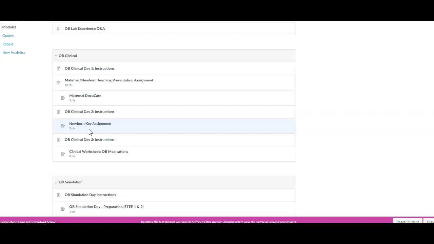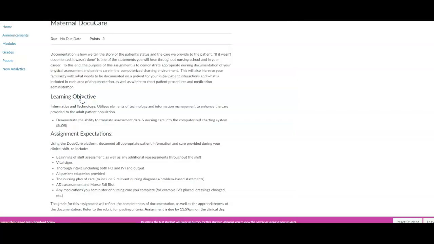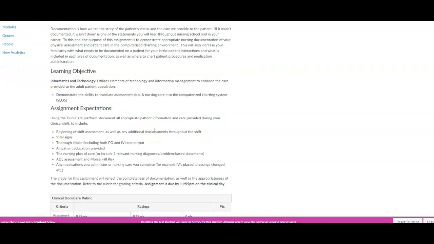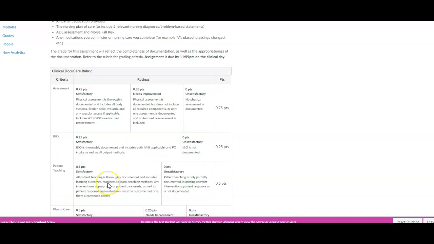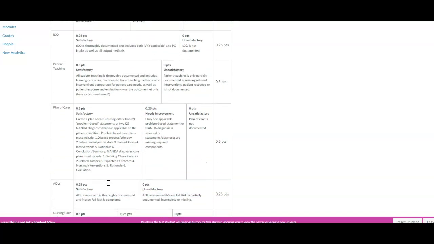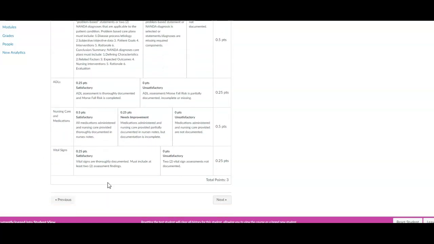So again, you will choose to do either clinical day 1 maternal DocuCare or clinical day 2 newborn key assignment on your first day based on your assignment. Okay, so let's talk about your maternal DocuCare. This is graded in DocuCare, but we do bring over the information on the rubric. All of this expectation of documentation is also listed in your DocuCare assignment.